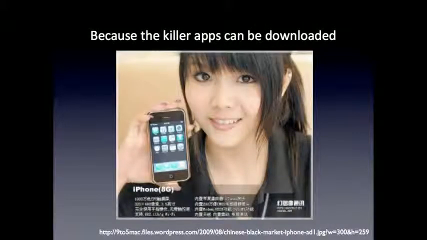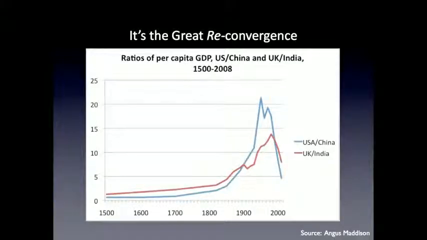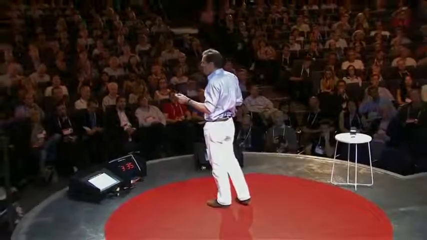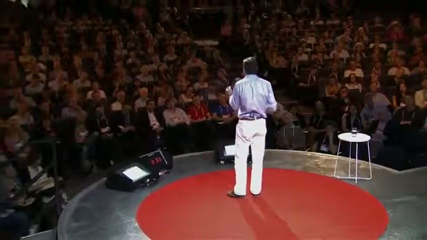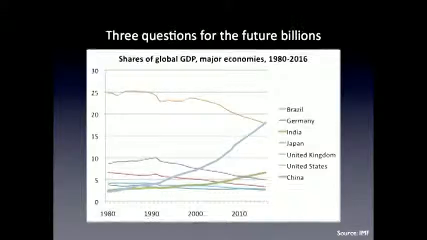Why? Because the killer apps can be downloaded. It's open source. Any society can adopt these institutions, and when they do, they achieve what the West achieved after 1500, only faster. This is the great reconvergence, and it's the biggest story of your lifetime, because it's on your watch that this is happening. It's our generation that is witnessing the end of Western predominance. The average American used to be more than 20 times richer than the average Chinese. Now it's just 5 times, and soon it will be 2.5 times.